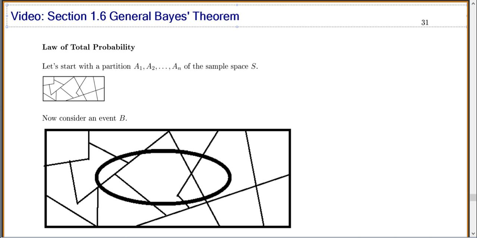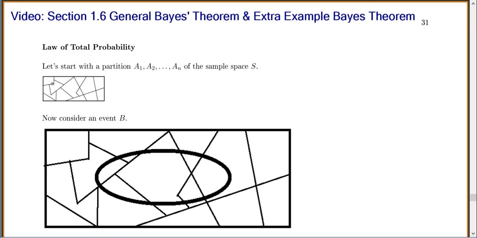So in this video, we're in section 1.6, and we want to talk about the general Bayes theorem as well as do one more example of Bayes theorem. So first we start with the law of total probability. Let's start with a partition A1, A2 up to AN of the sample space S. When we talk about a partition, it really just means you've divided up into a bunch of events. So this would be your first event, and you have an event here, an event here, an event here, and so you just divided S up into a bunch of different events.